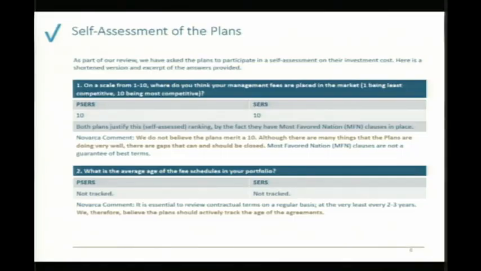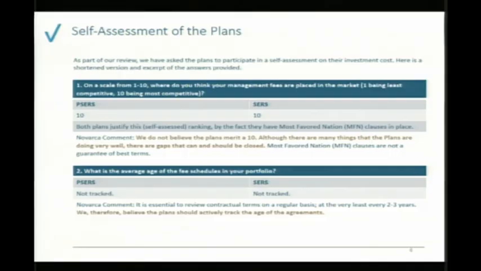So if I'm highlighting here maybe the more negative examples, that doesn't mean that the total self-assessment has that much of a negative picture. It's really the ones that we think are noticeable to discuss and to bring the attention to the Commission. So we've asked both plans on a scale from 1 to 10, with 1 being the least competitive and 10 being the most competitive, where they would put themselves. And both plans have said, well, we would give ourselves a 10, meaning that they are the most competitive in the market, or that they have the most competitive terms in the market.